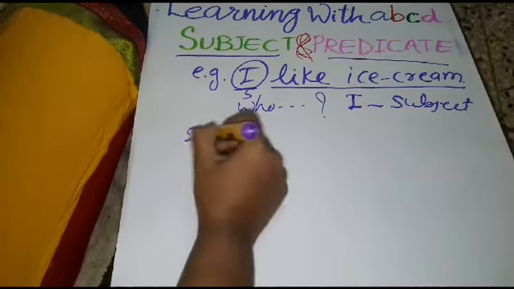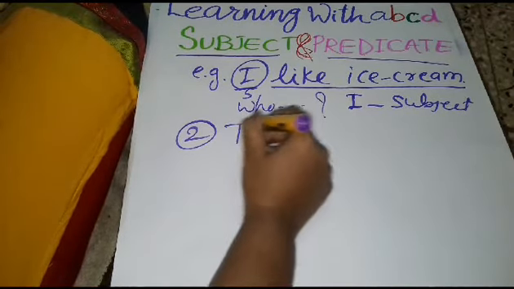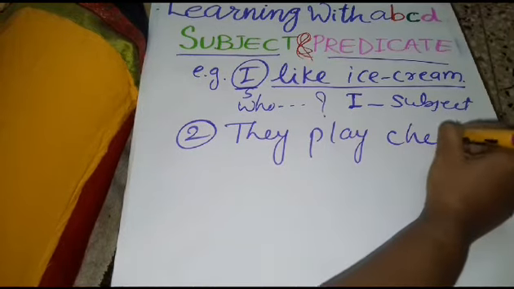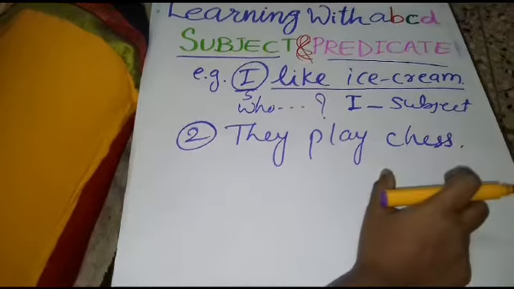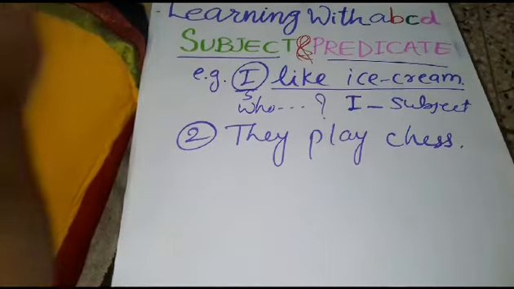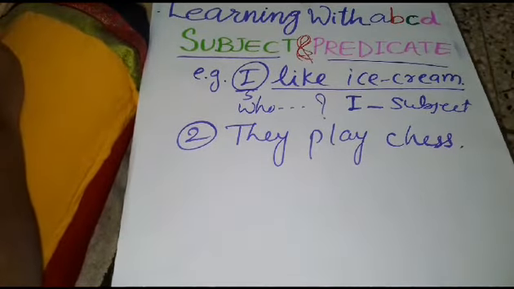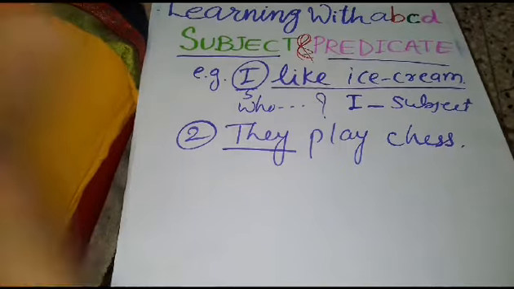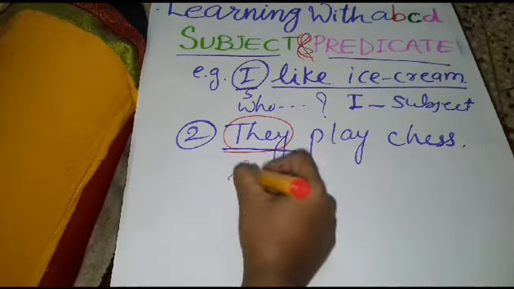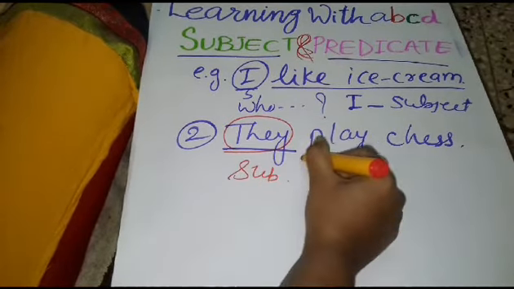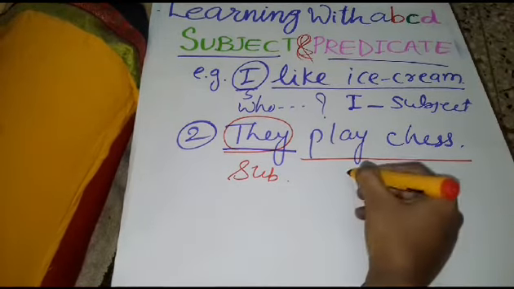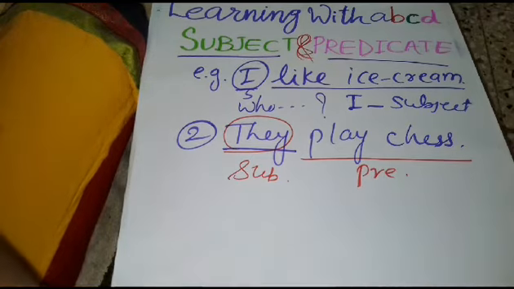So we will take another example. They play chess. Now in this sentence, if we ask a question to this sentence, who, we will get the answer they. So they is a subject and the remaining portion which starts from this verb is predicate.